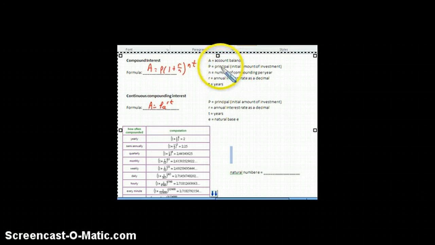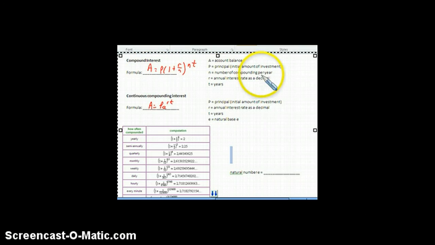So notice in your explanation over here, it's telling you what each of the variables stand for. A is the account balance, so the money that you have in the account after it's earned all of the interest. P is the principal, or the initial amount of the investment. So if you put $100 into your savings account, and after maybe 2 years you have $150, 100 would be the P, 150 would be the A.